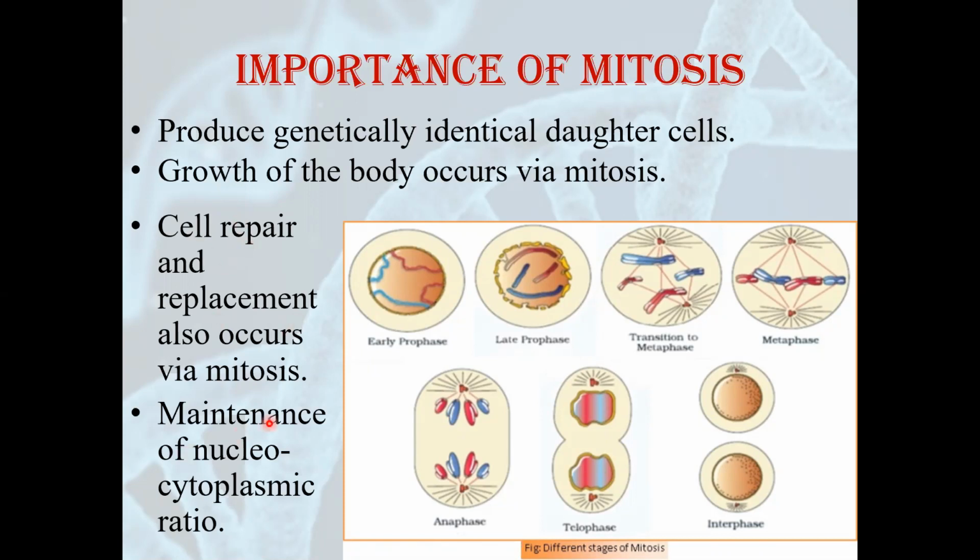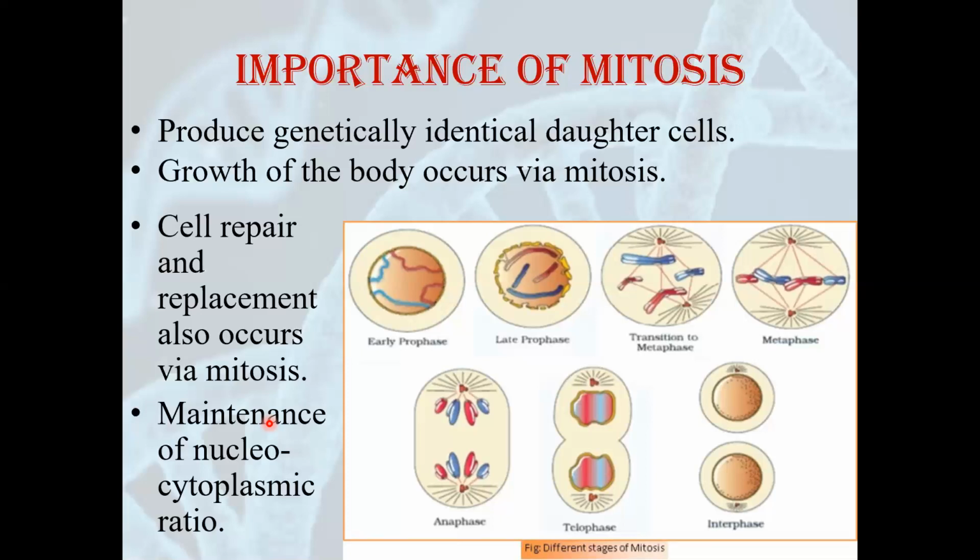Another importance of mitosis is it is important in maintaining the nucleocytoplasmic ratio. What is nucleocytoplasmic ratio? It is a ratio of the nucleoplasm to the cytoplasm. Nucleoplasm is the fluid that is present inside the nucleus. So the amount of nucleoplasm and cytoplasm should remain constant. The ratios should always remain constant. Only then the cell will function properly. So the maintenance of this nucleocytoplasmic ratio is the duty of mitosis. That is the importance of mitosis.